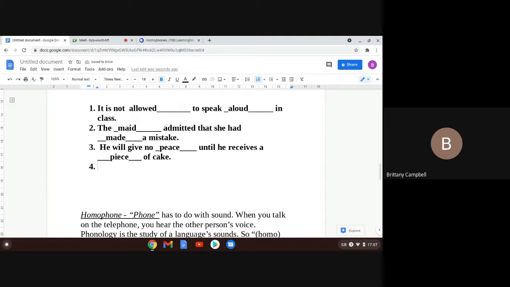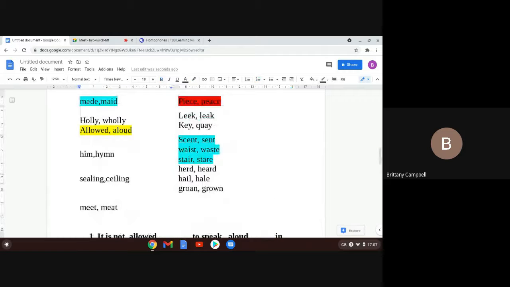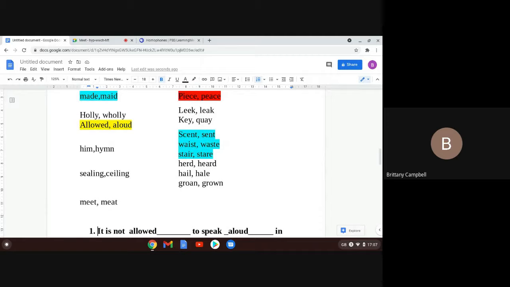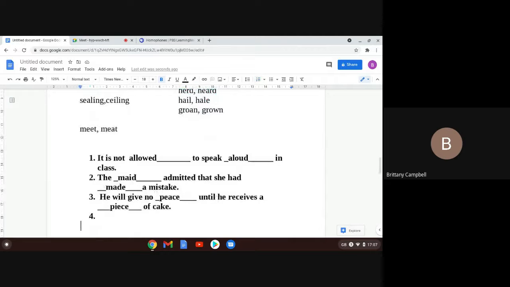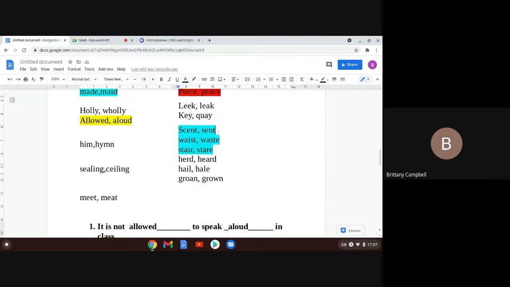All right, let us try one more. For the other two, I'm going to read the sentence and I'm going to test your listening skills to see if you're able to spell and insert the correct homophone. So let me just write. This is the last one I'm writing. Let's go. I'm going to use scent and sent. Let me highlight this one. Scent and sent.